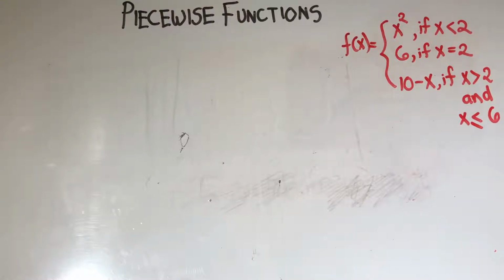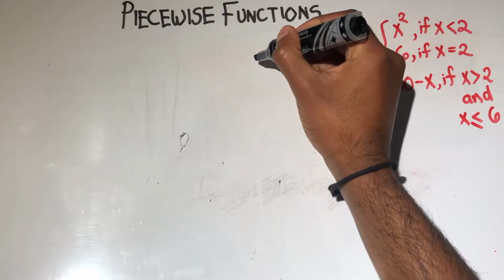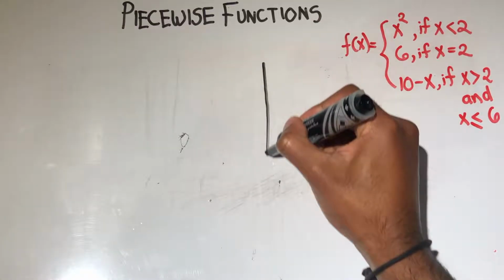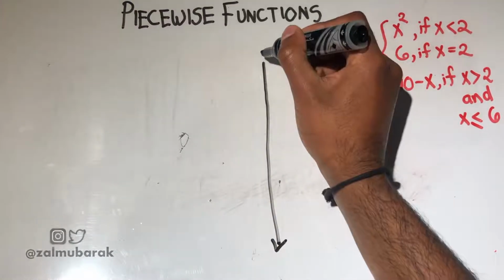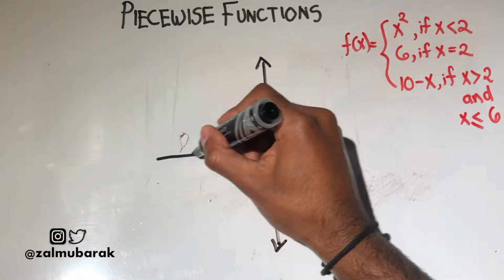Let's look at another slightly difficult example of a piecewise function, and let's see how we can graph this. First, let's begin by making our coordinate plane.